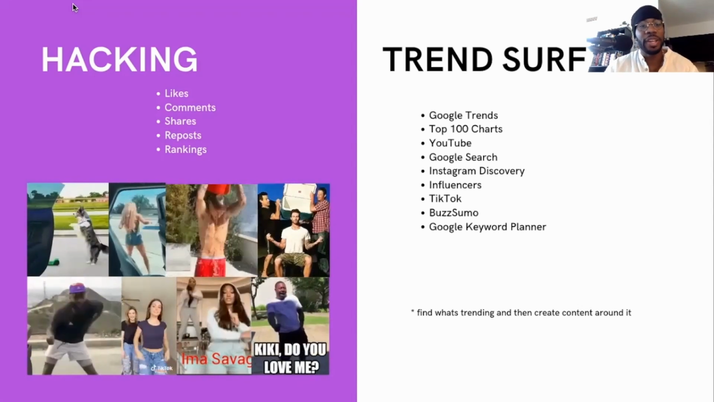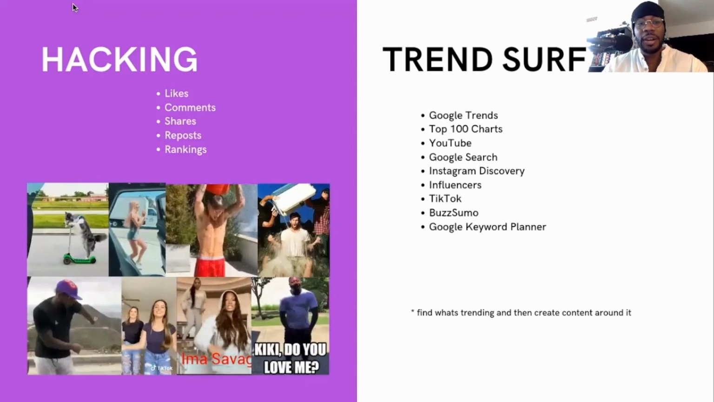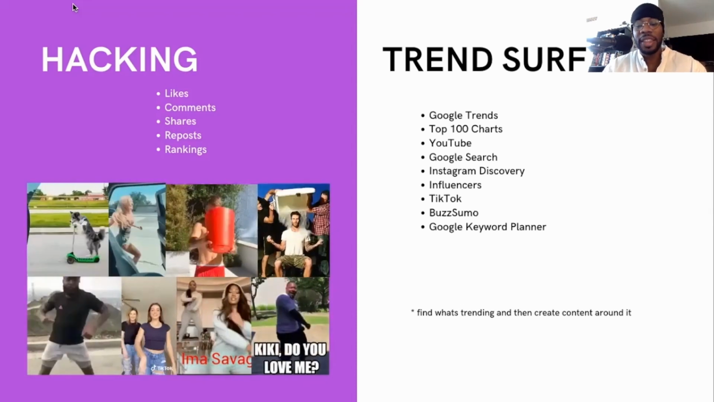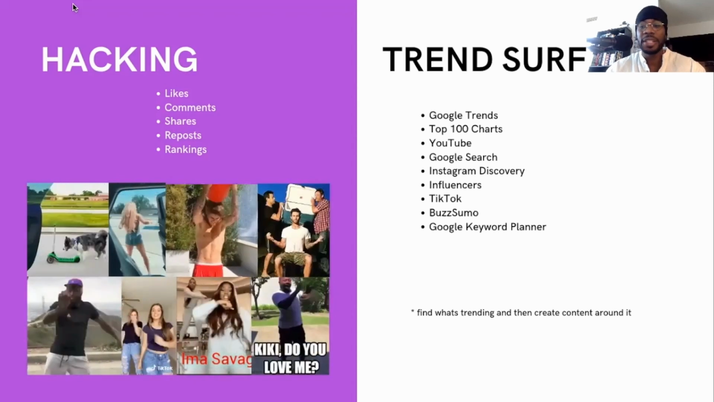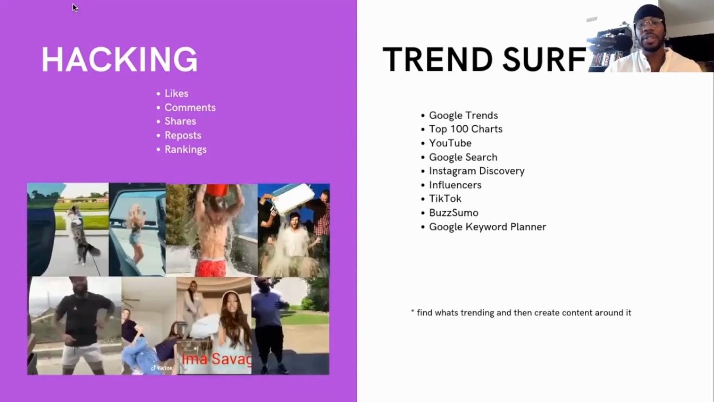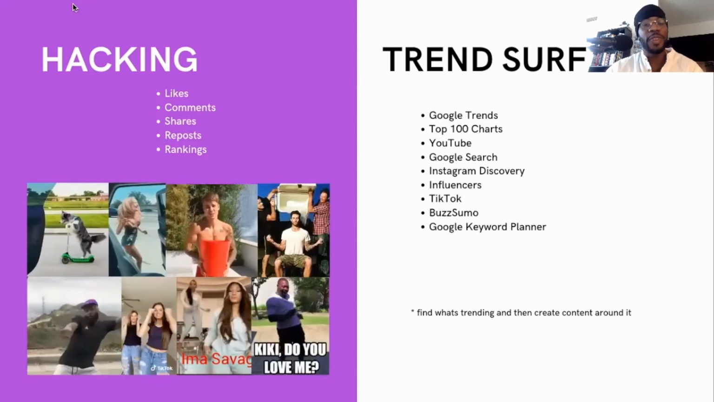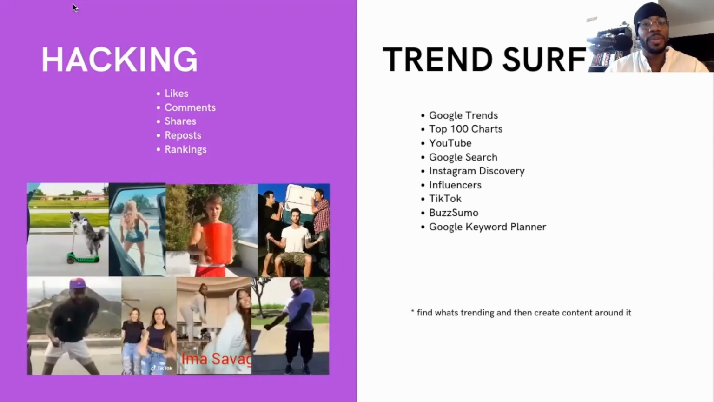TikTok is a really powerful platform for finding viral content. And then you have something called Google Keyword Planner, which basically you type in the keyword and it shows you the search volume of all the keywords. So you want to find what's trending and then create something around that.